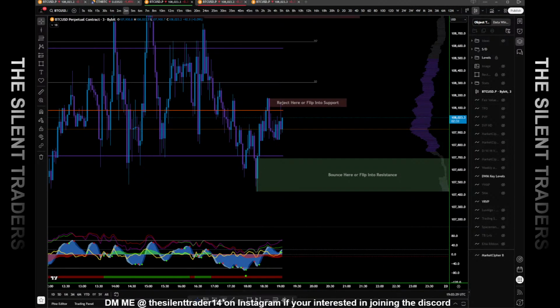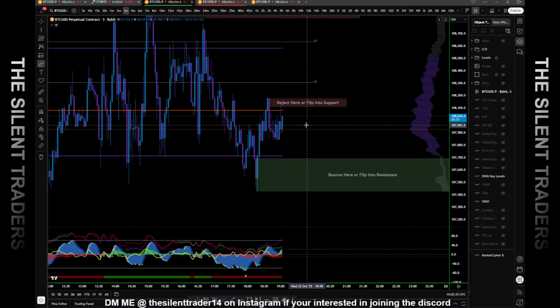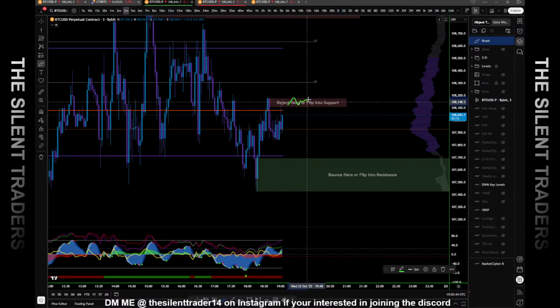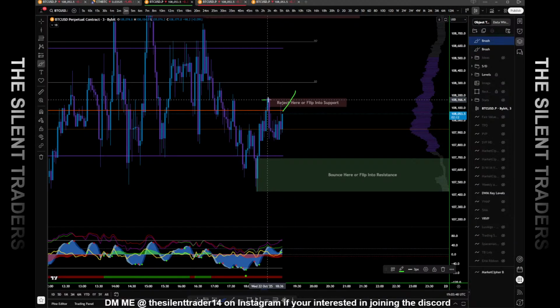And the last two streams I talked about this, but these aren't random short levels or long levels. These are where the supply or demand imbalance is. So I have reject here, flip into support. It's not like it needs to flip into support at this area. Once this level is fully mitigated, all this is created into range demand.